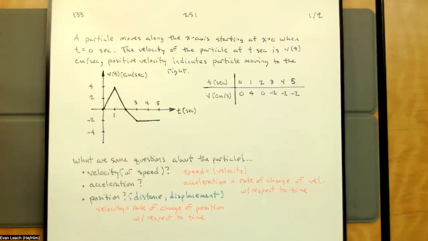Let's take a few minutes and tell the story of this particle based on its graph, on the graph of its velocity. So we know that the particle is moving along the x-axis, starting at the origin when t equals 0. The velocity of the particle is given in the graph or in the table.